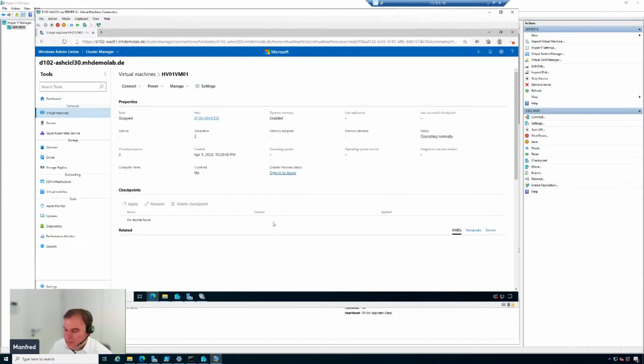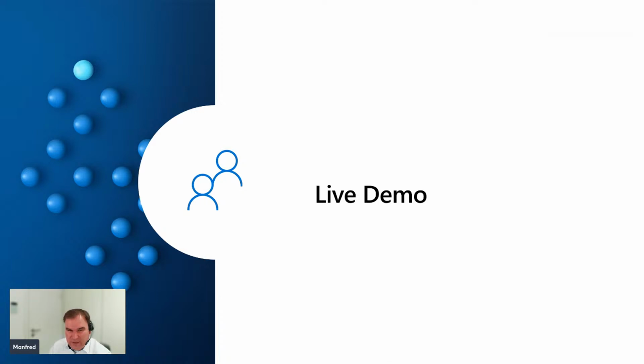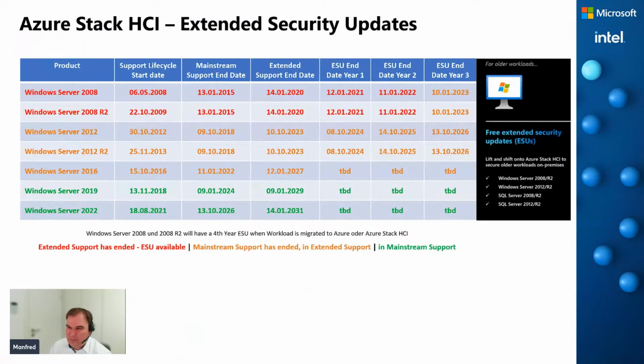What's important now, if we want to use the Azure Benefits for this virtual machine, and the question is, what are the Azure Benefits? Our advantage of moving this virtual machine to Azure Stack HCI is, for example, that we will receive extended security updates. So let's imagine we moved a virtual machine with Windows Server 2012. So the host was 2012, and inside the virtual machine, we also had Windows Server 2012 installed.